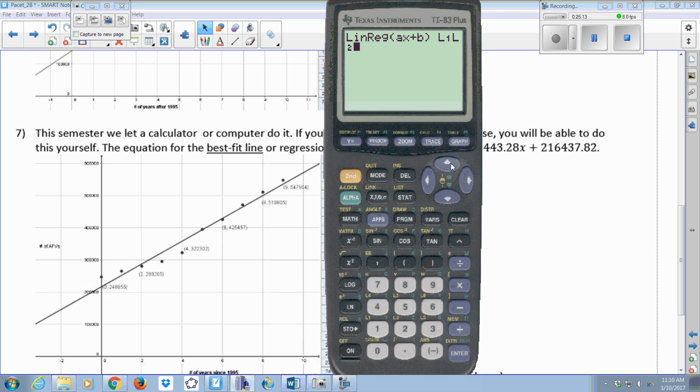Oh, I forgot my comma. So I got to delete that. Put in my comma, which is right here. Second L2, and I got to put a comma. Now this is probably the one that students forget. And it's okay. If you don't do it a million times, you're going to forget how to do the steps. You have to now tell it to store the equation, the line of best fit, into your y equals, either y1, y2, y3. So you're just going to tell the calculator where to store the equation.